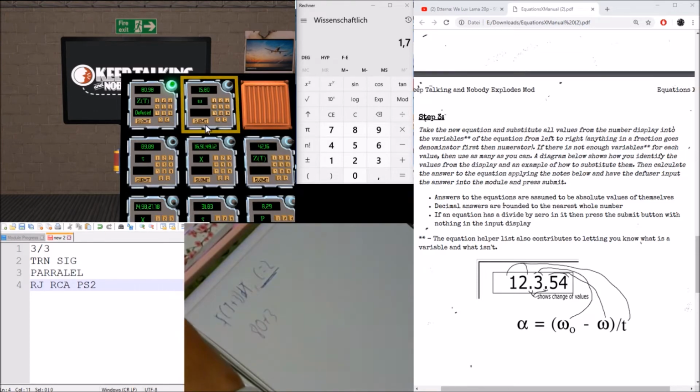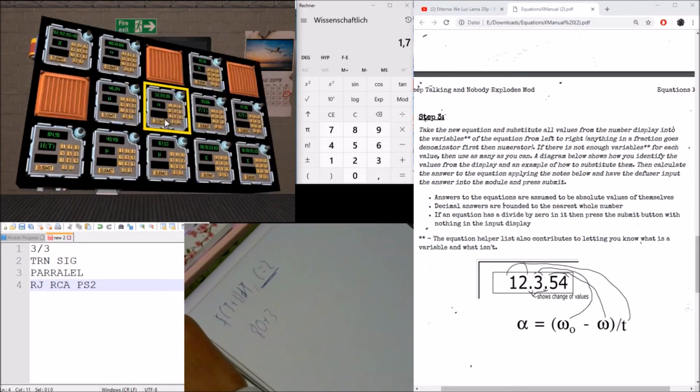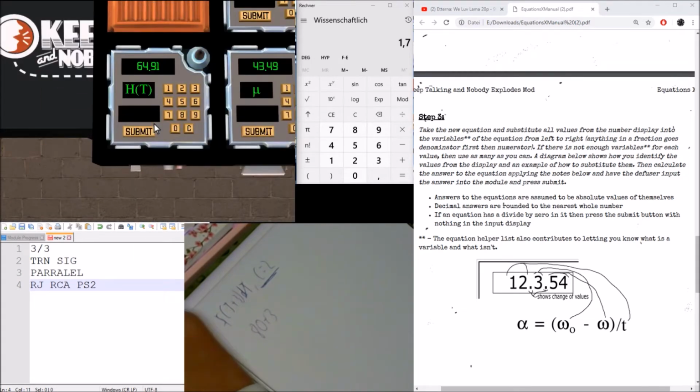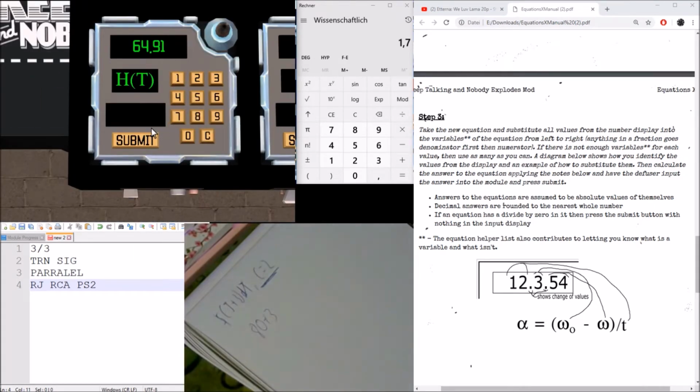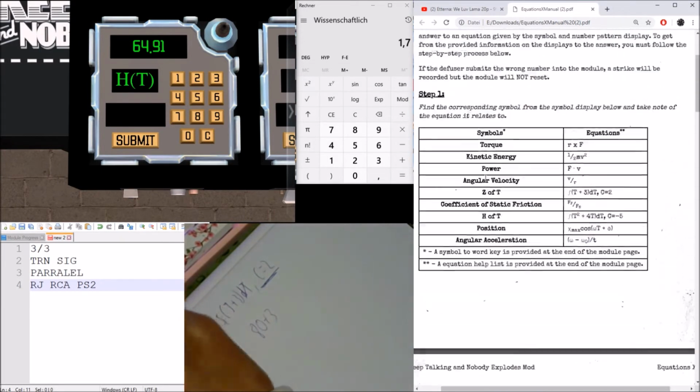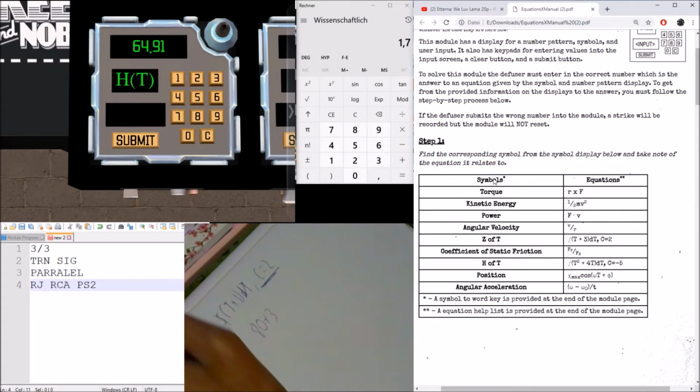This is how a normal equation works. Really simple if you understand. So now we'll get on an equation that actually has an integral in it. So we'll go for h of t, which is an h and parentheses t.